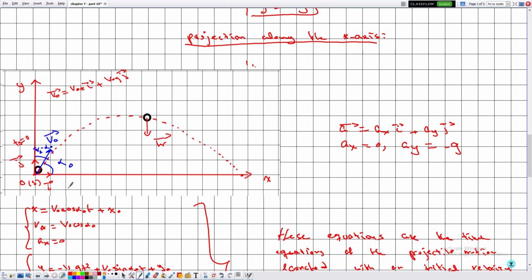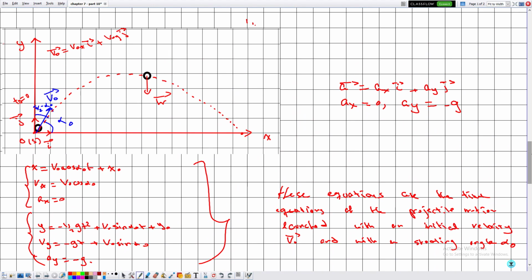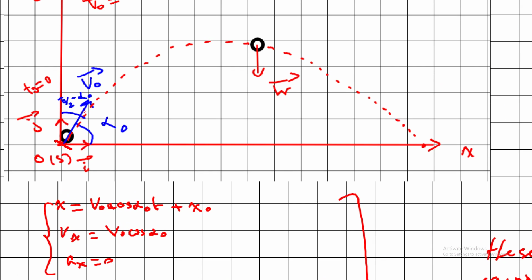Let me repeat the definition. Here, range is the horizontal distance covered by the projectile between the shooting point and the point of intersection with the horizontal line passing through the shooting point. So this is the shooting point, and this is the point of intersection because this is the horizontal line. So this is the range.